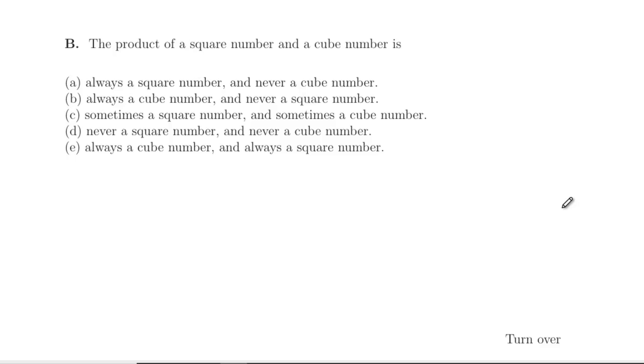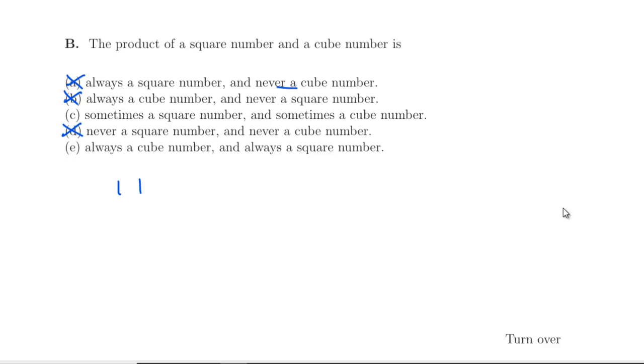Question B: the product of a square number and a cube number is what? Always a square, never a cube; always a cube, never a square; sometimes, never, never, always, always. Well, if you do 1 times 1, it can't be that, because that is a cube number, so it's not going to be A. Never a square number, not going to be B. Never, never, so it's got to be C or E.